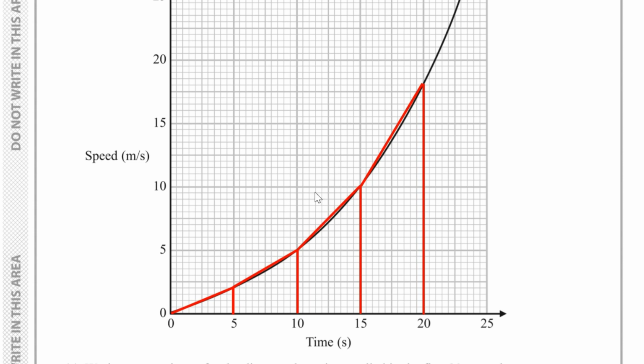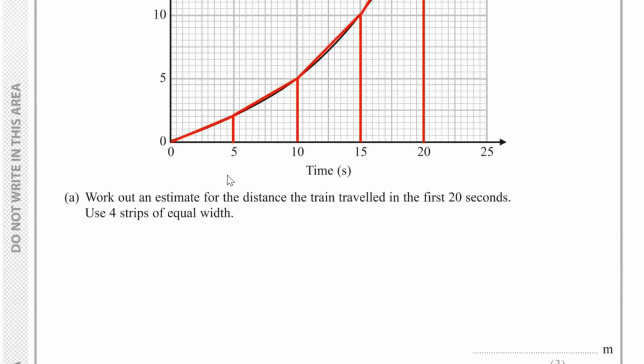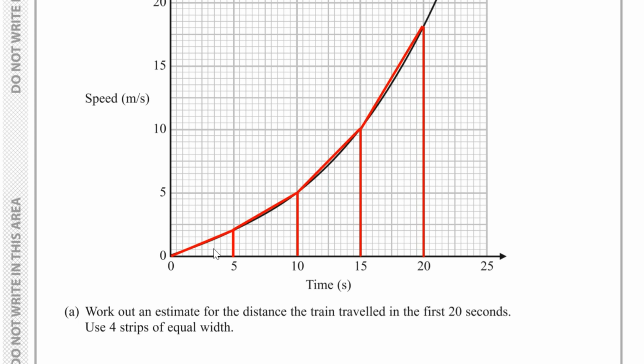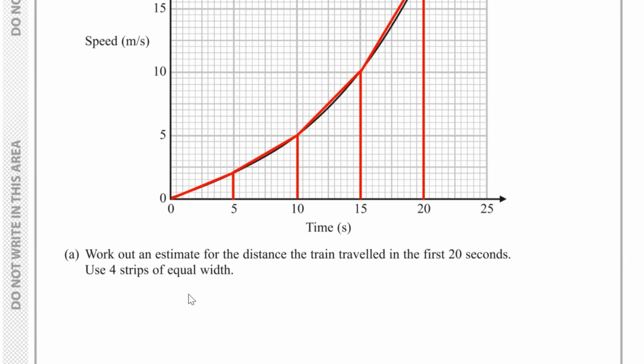What we need to do is first of all recognize that the distance is the area under the curve of a speed-time graph. So we need to find out the area of each of these segments. First segment, of course, here we've got a triangle. So area of 1 is 1/2 times base, which is 5, times height, which is 2.